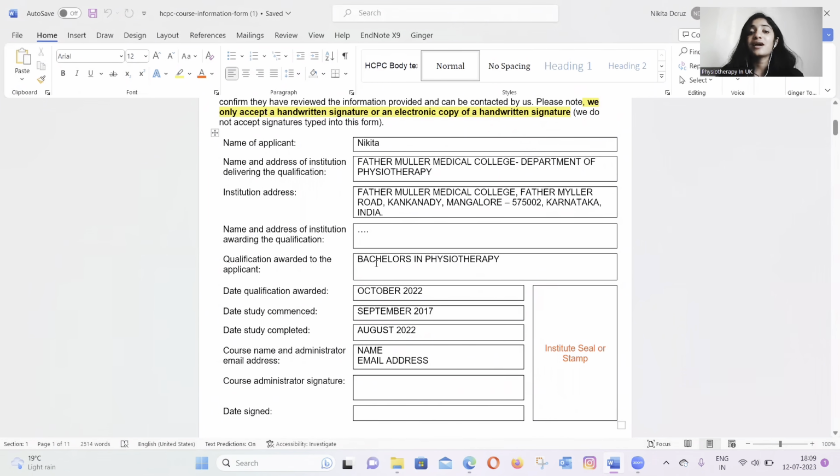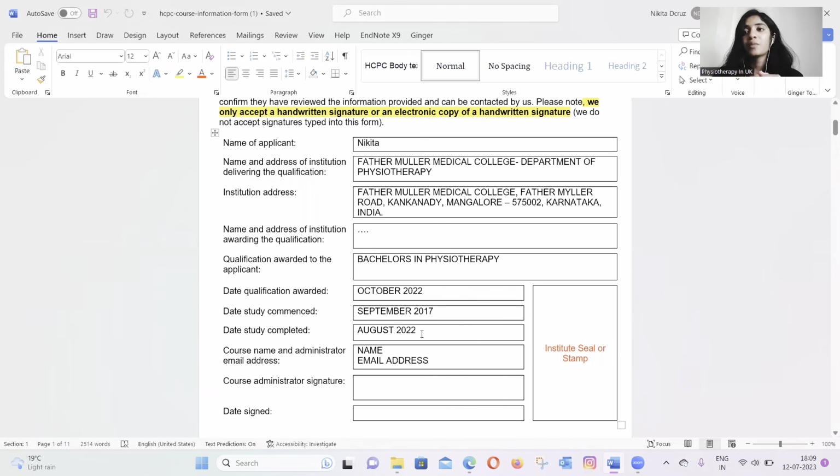The next thing is they're asking you what qualification were you given. Now, this is obviously bachelor's for physiotherapy in my case. What was the date when it was awarded? So you want to put in the date. When did your study commence? So that would probably be when you started your course, and that's the date you want to put in. They will also ask you when you completed your course.